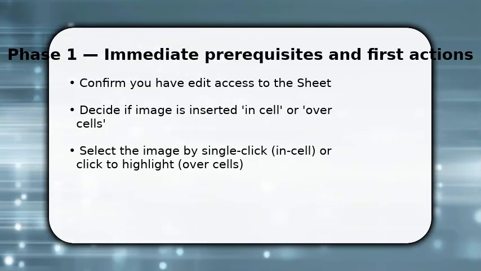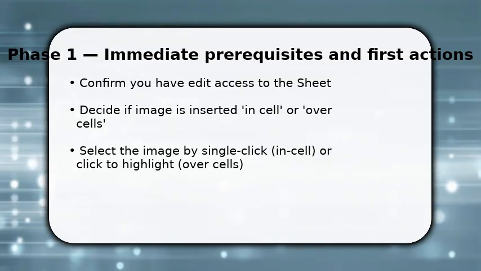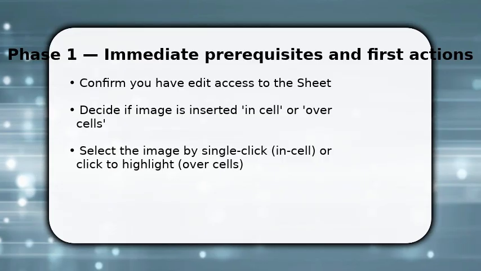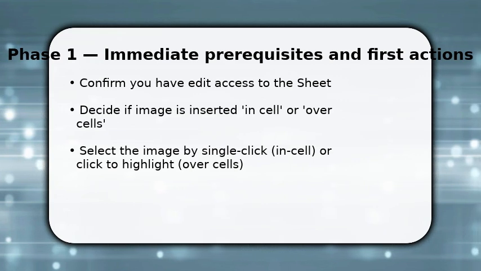Once done, look for selection outlines or a small menu. These visual cues tell you which removal option to use. This first step prevents accidental changes to surrounding data and speeds the next action.